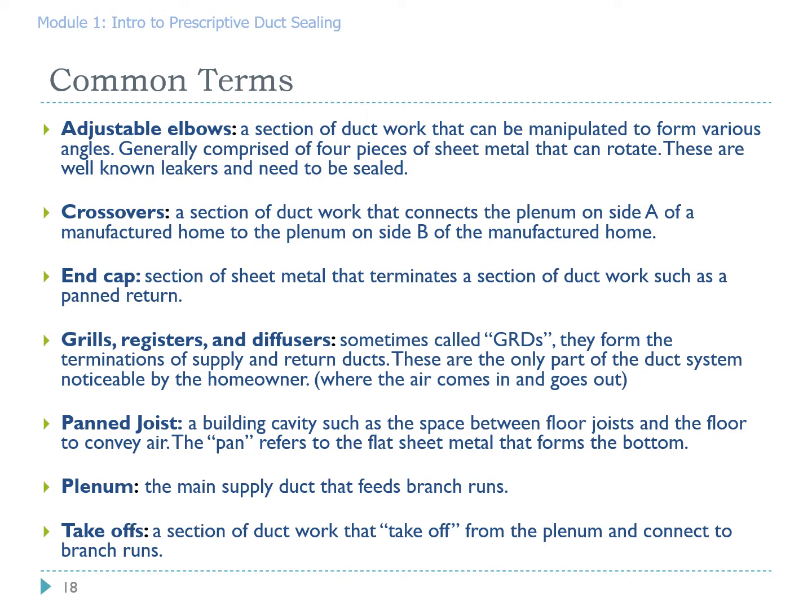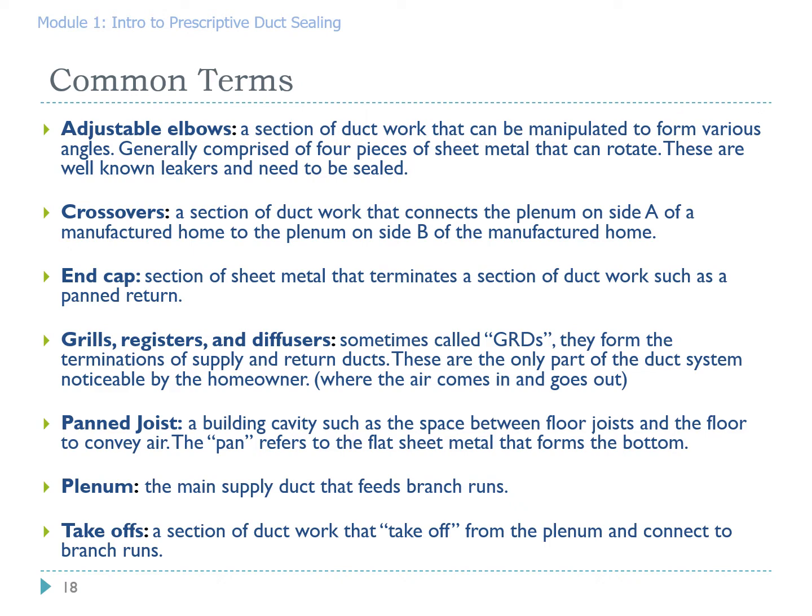Crossover, it's usually referred to as that crossover duct that connects side A of the manufactured home to side B. It tends to be unique to manufactured homes. End caps, that's a section of sheet metal that terminates a section of duct, such as a panned return. We have found homes missing those end caps. Grills, registers, and diffusers, sometimes called GRD, that's the part of the duct system that the homeowner sees. That's where the air goes in if it's a return and where the air comes out if it's a supply.